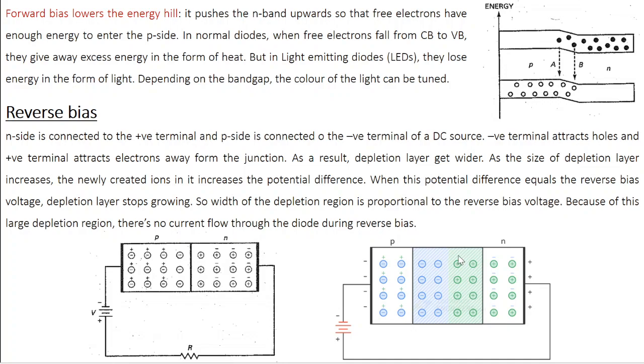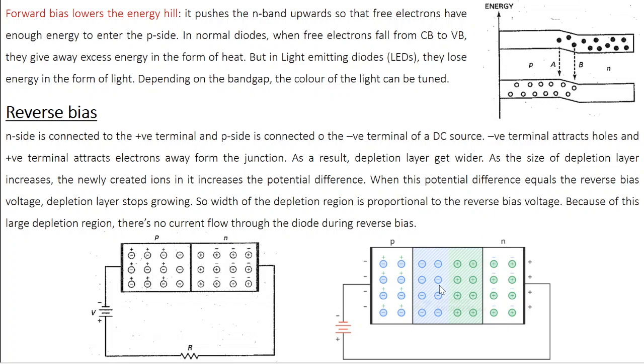Now the depletion region is not going to grow infinitely. When the barrier potential, or the potential difference across the p-n junction, equals the applied reverse bias voltage, then the growth of the depletion region stops. So you can say the width of the depletion region is proportional to the reverse bias voltage.